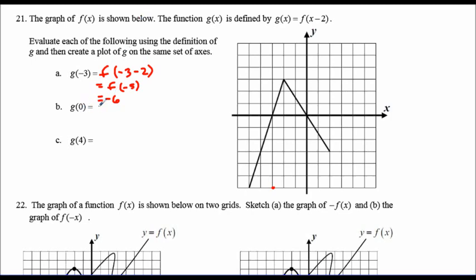Okay, so for g of 0, I'm going to first find out it's going to be f of 0 minus 2. I'm subbing in the 0 into the x, taking away 2. Okay, so that becomes f of negative 2. And then f of negative 2 ends up being this point right here. In other words, on this graph, when the x value is negative 2, the y value is 3. Okay, so now I'm going to plot the point. On the g graph, when x is 0, y is 3.